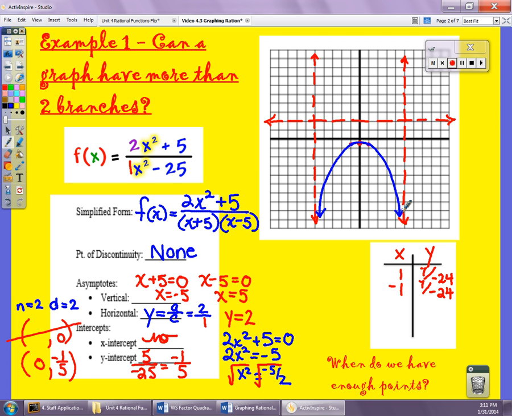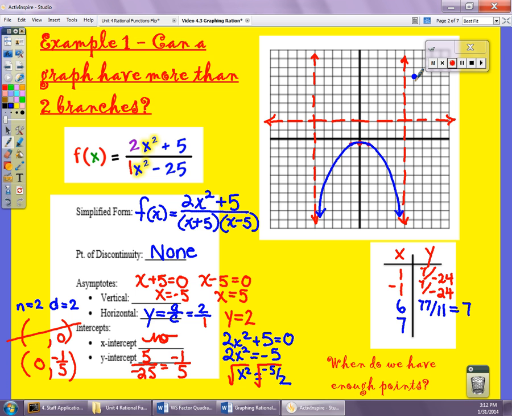So let's look to the right of our right asymptote, which is at 5. I'm going to choose the values 6 and 7. If I plug in 6, squared is 36 times 2, 72, plus 5 is 77. In the denominator, 6 squared is 36 minus 25 is 11. Well, 77 divided by 11 is 7. So 6 on the x-axis and 7 on the y. That gives us a point right about there.